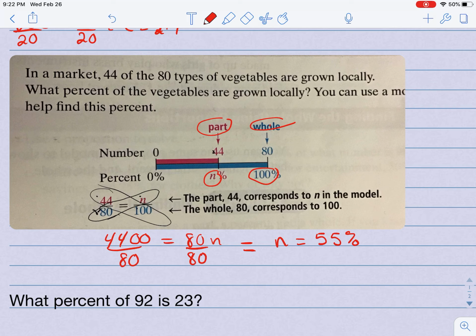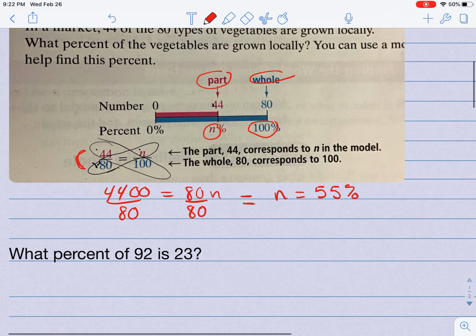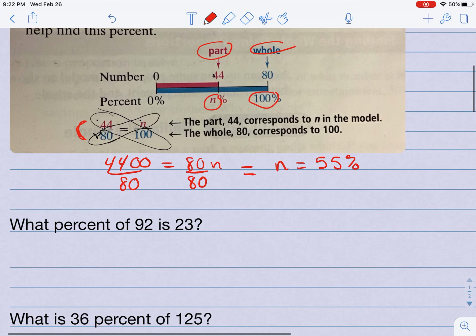And what you'll notice is this is the same as just finding the percent by finding the decimal and multiplying by 100. So 44 divided by 80 times 100 is the same thing. But you can use cross product this way. We'll show later how using cross product is handier when you're trying to find maybe a percent or a whole number. It makes it a little bit smoother.